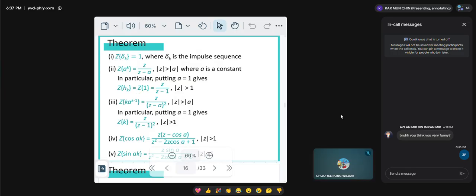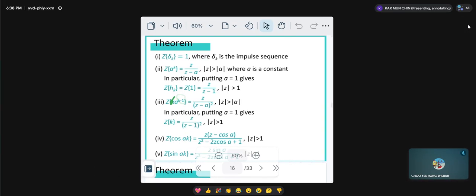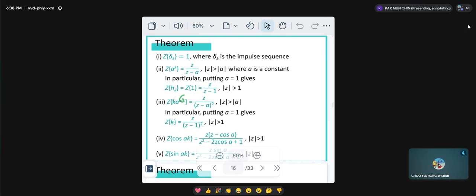If you do the Z transform with coefficient K and A to the power of K minus 1, it will be Z over Z minus A squared. In particular, we're putting A equals to 1. So when A equals 1, everything equals 1, which means you are actually doing the Z transform of K. It will be Z over Z minus 1 squared.